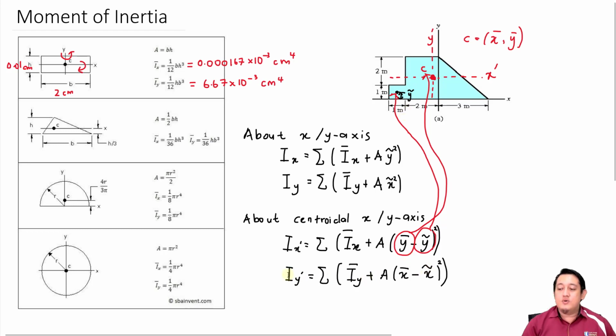And the same goes for this one, Iy prime, the moment of inertia about the centroidal Y axis. So the x bar here represents the centroid x for the whole area minus the centroid for each common shape. So in the next lecture, I'm going to show you how to calculate the moment of inertia about the X and Y axis, and in another video, I will show you how to calculate about the centroidal X and Y axis.